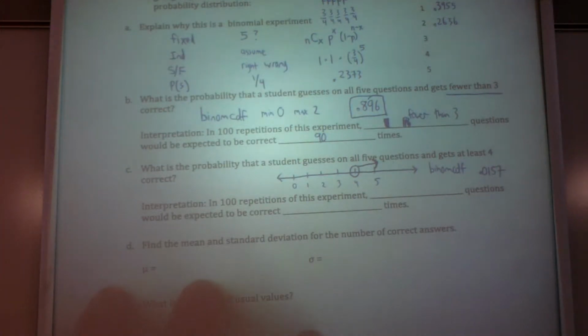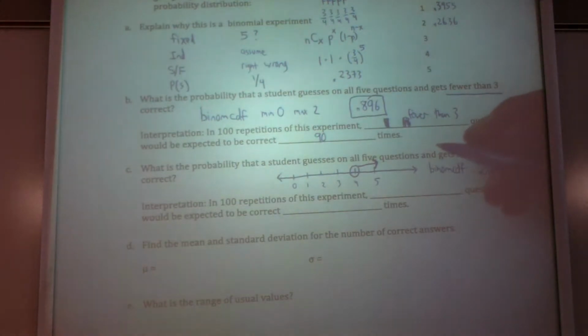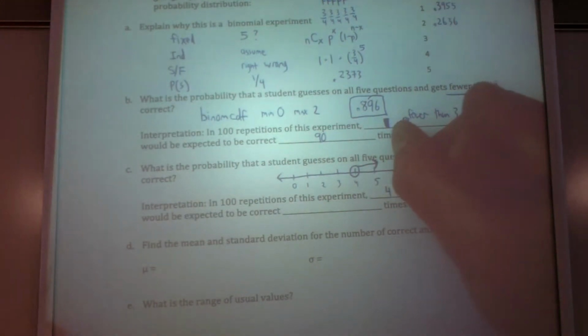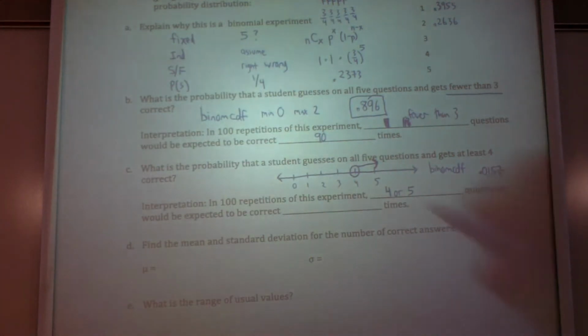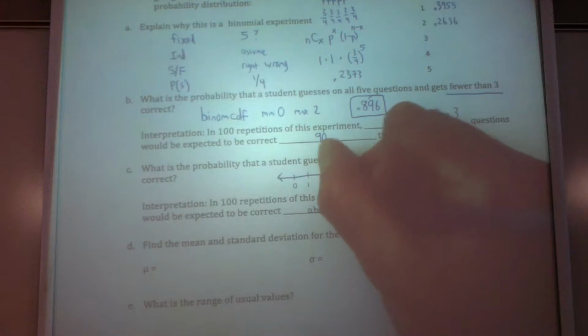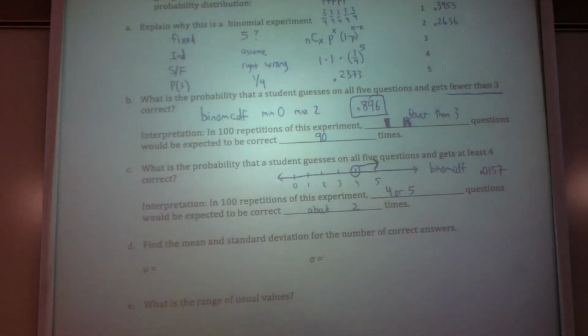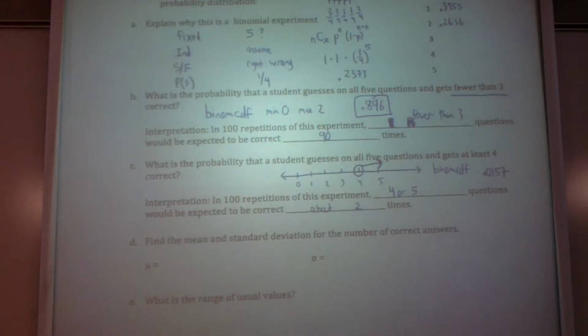What that means is that if we were to do this 100 times, we would get 4 or 5 questions correct about twice. 2 times. Not very good odds, right? So guessing is not very good.